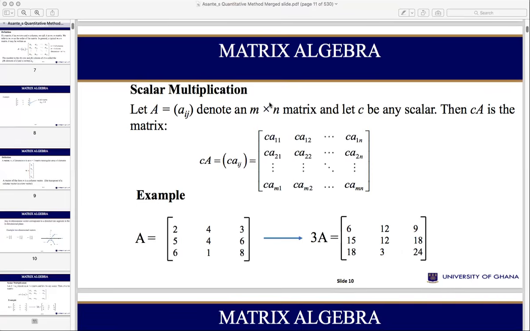So now let's go to scalar multiplication. Scalar multiplication simply means that you can scale a matrix, meaning that you can multiply a matrix by any number. The way we can multiply 2 times 3, the same way we can also multiply 2 times a matrix.